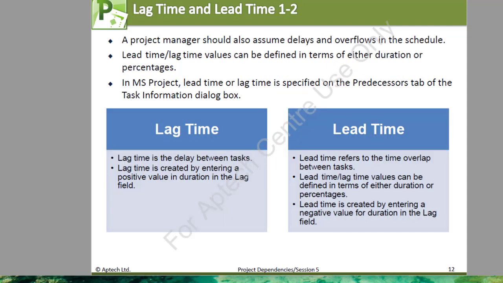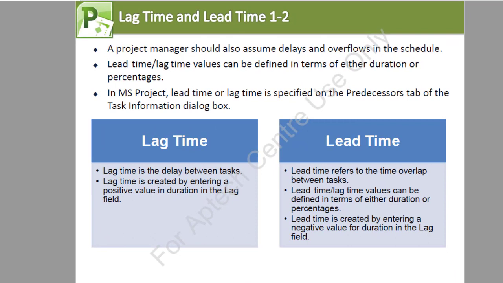Lag time and lead time. A project manager should also assume delays and overflows in schedules. Lead time or lag time values can be defined in terms of either duration or percentage. In MS Project, lead time or lag time is specified on the predecessor tab of the task information dialog box. Lag time is usually the delay between tasks, and lag time is created by entering a positive value in the duration in the lag field.